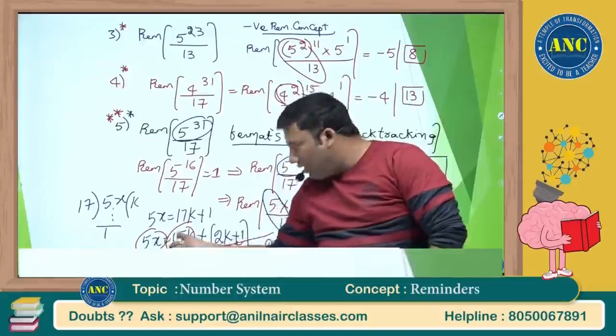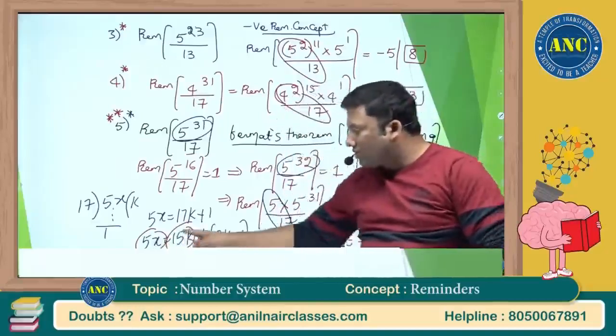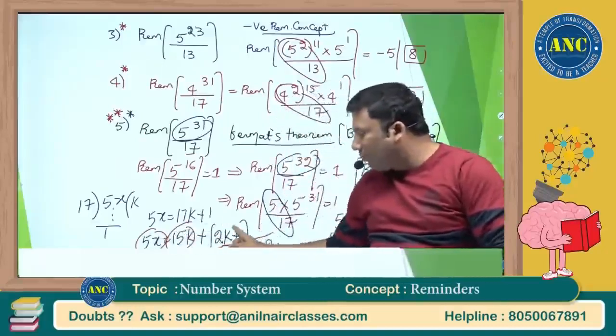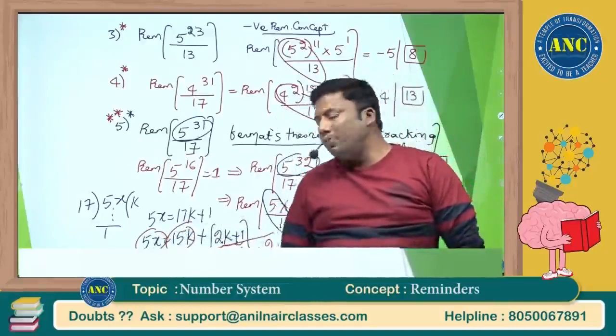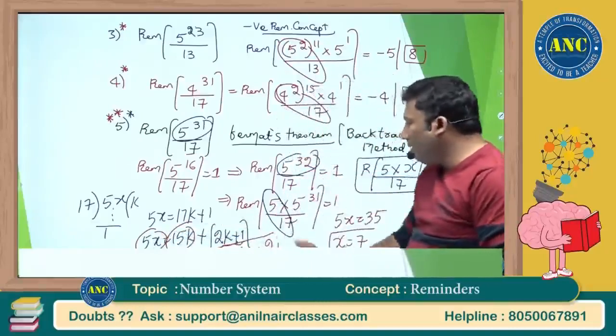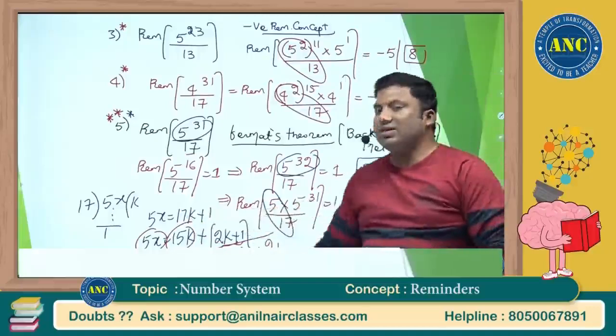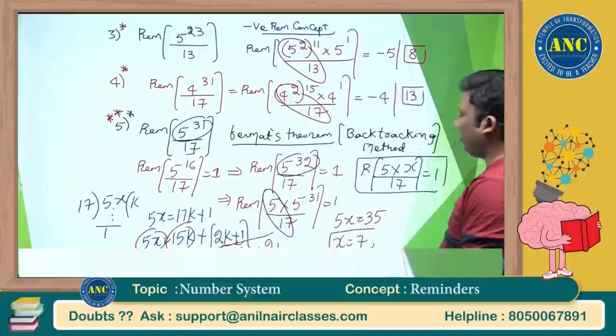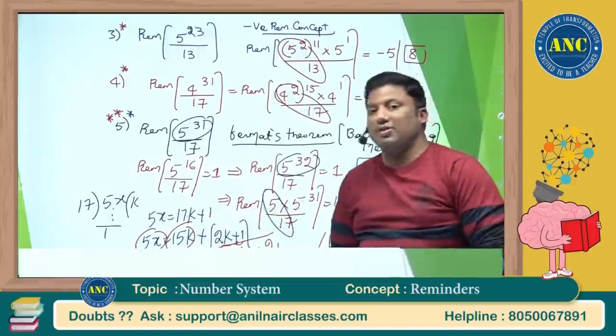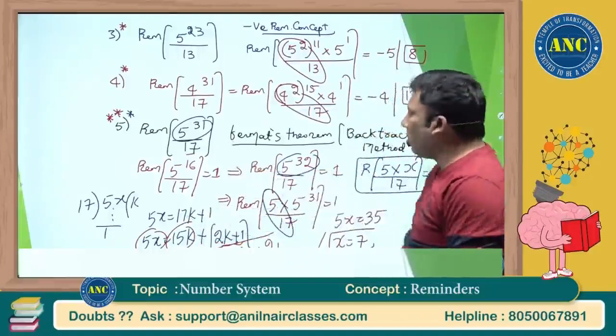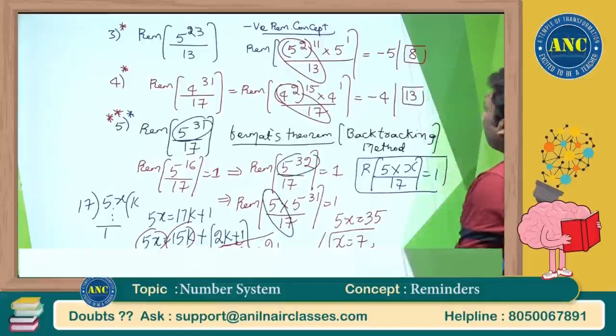5x is equivalent to 15k plus 2k plus 1. Divisible by 5, divisible by 5. 2k plus 1 should be divisible by 5. K minimum is 2. 5x is 35. X is nothing but 7. I hope this fifth problem is clear to you.